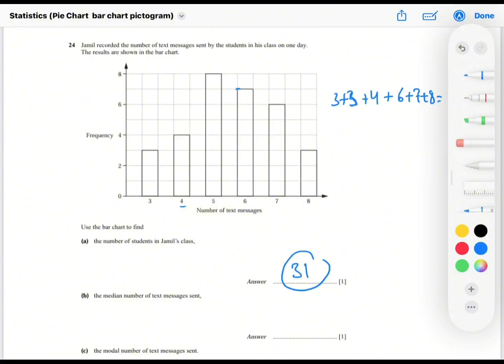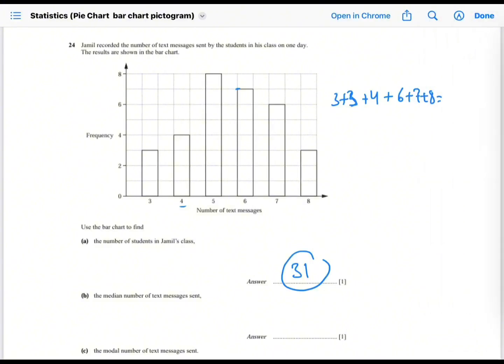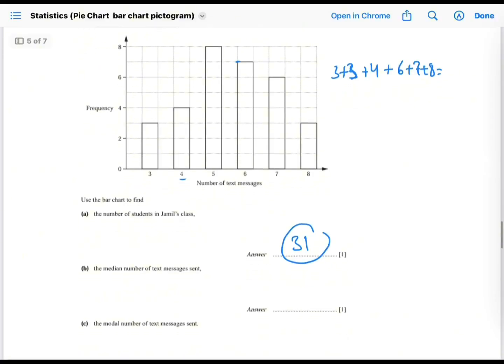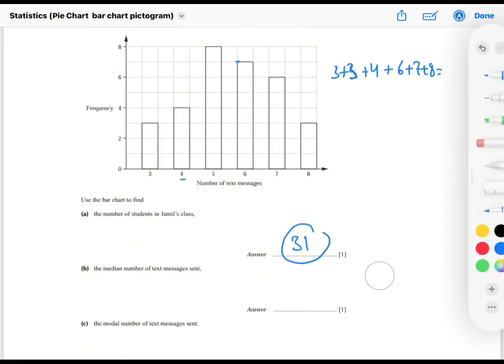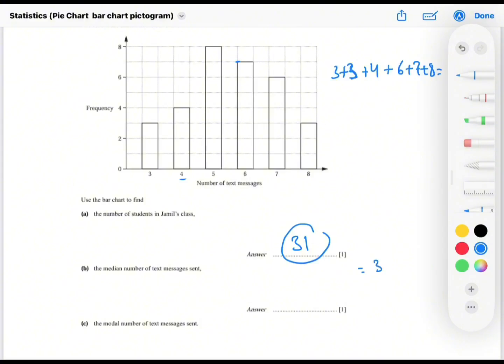The median number of texts sent. So now how can we find the median? We have already done this. If you haven't watched the previous video, go and watch the previous video. So in total we have 31. So we have to just find the median. What we will do is 31 plus 1 divided by 2. It will give me the 16th value. So what is the 16th value? I got it. This is 3, this is 3, this is 4. So this is a total of 7. Then we have 8. 7 plus 8 will be 15. So this means that the 16th value is 6. So the median will be 6 messages.